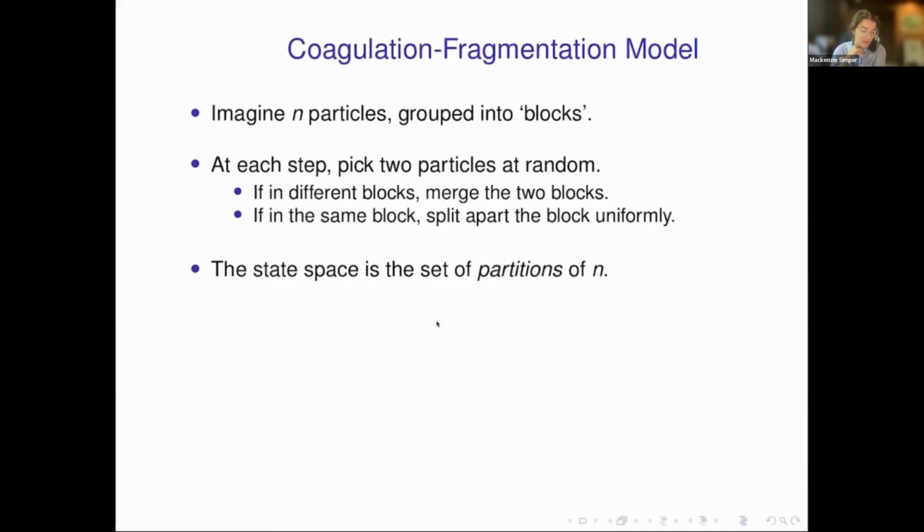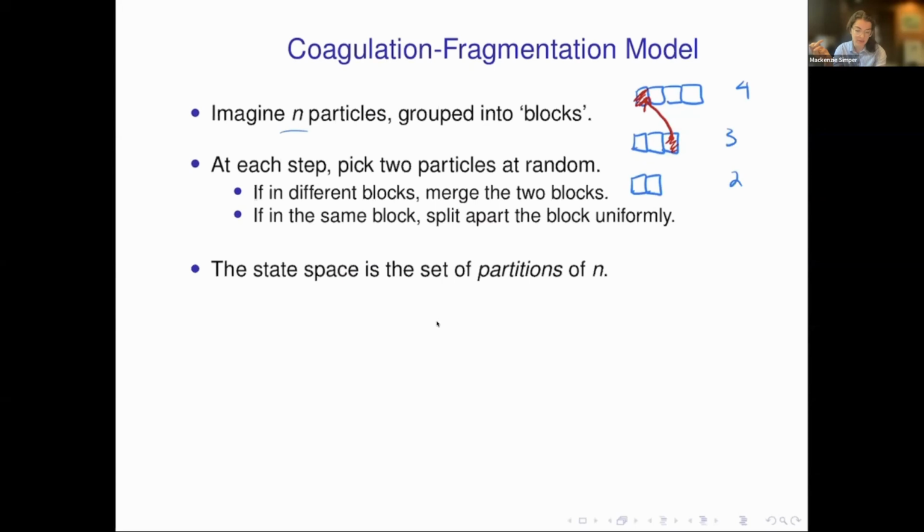Another one that I like is what's called a coagulation-fragmentation model. So here you can imagine that you have n total particles grouped into blocks. So maybe I have 4 things there, 3 things there, and then 2 things there. At each step, pick 2 particles at random. You pick that one and that one. And if they're in different blocks, then merge the blocks. But if the 2 particles are in the same block, split apart the block uniformly.